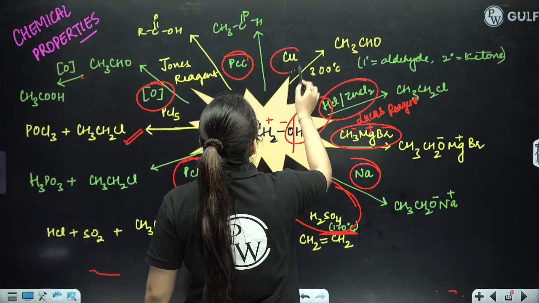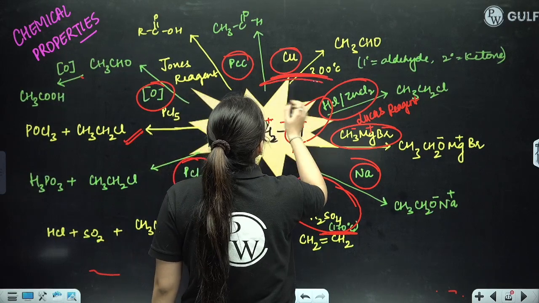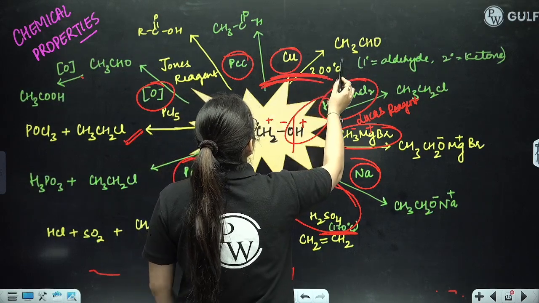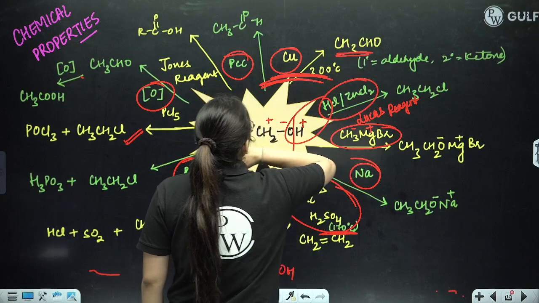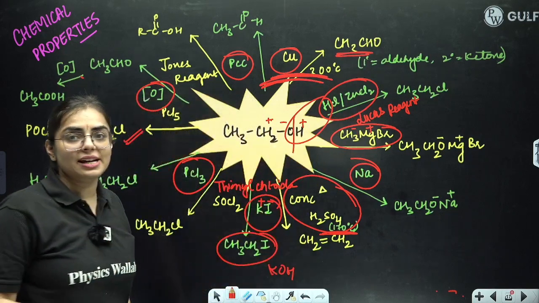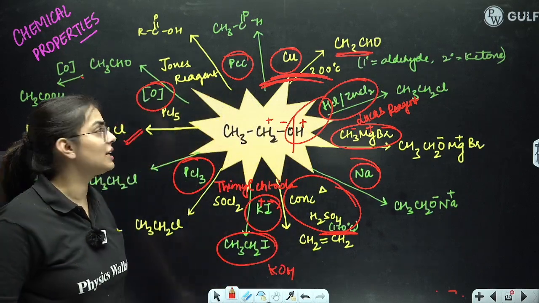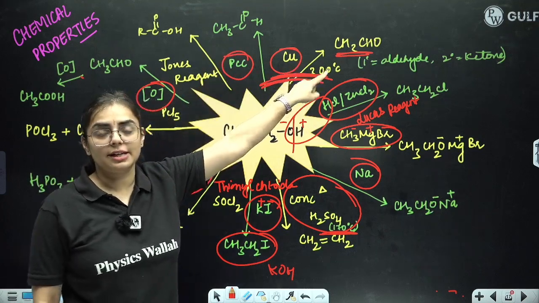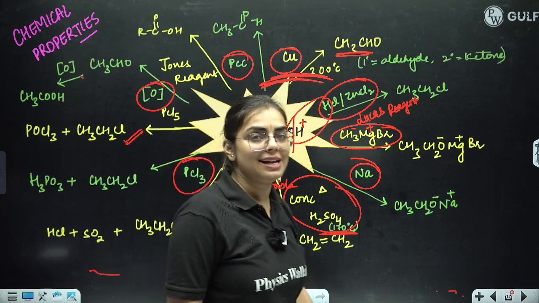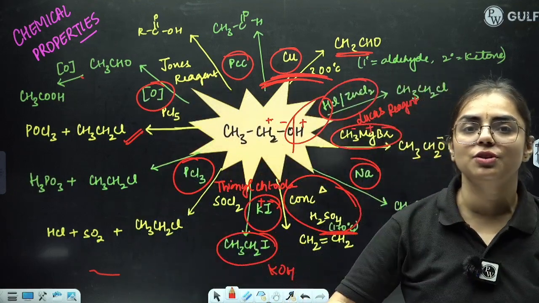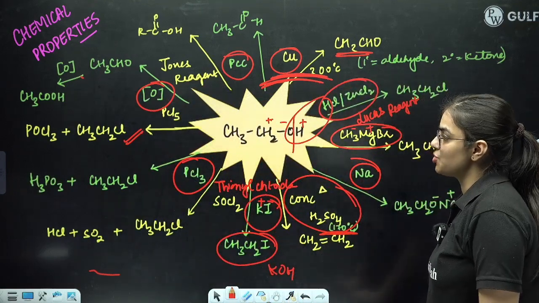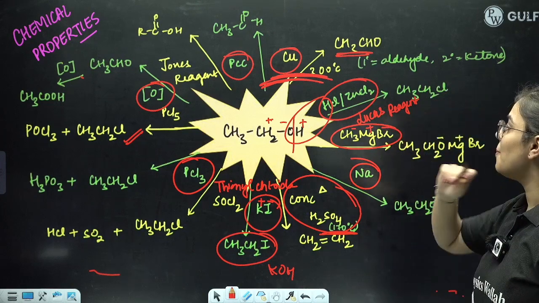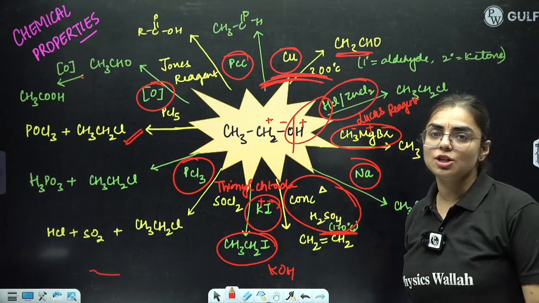Now, you can take Cu also with 300 degrees Celsius. If you are taking Cu with 300 degrees Celsius, you will obtain what? Again, an aldehyde. Primary alcohol will give aldehyde, secondary will give ketone, tertiary will give alkene. See here also PCC taken aldehyde. Cu with 300 degrees Celsius gives aldehyde. So primary is going to give you aldehyde, secondary will give you ketone, tertiary will give you alkene. Remember that, students. So these were all about the chemical properties of alcohol.